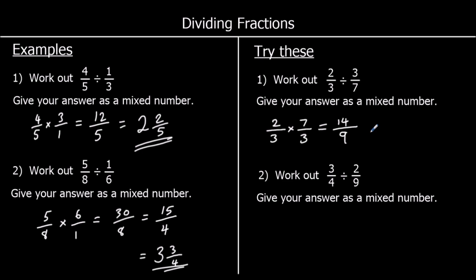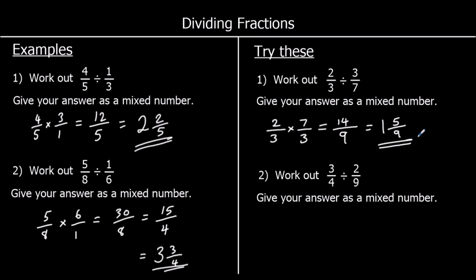We need to write it as a mixed number. So how many whole ones do we have? How many times does 9 go into 14? That's 1 time. So that's 9/9. One whole is 9/9. How many more ninths do we have? So that is 5. 14 minus 9 is 5. So we've got 1 whole one and 5/9.